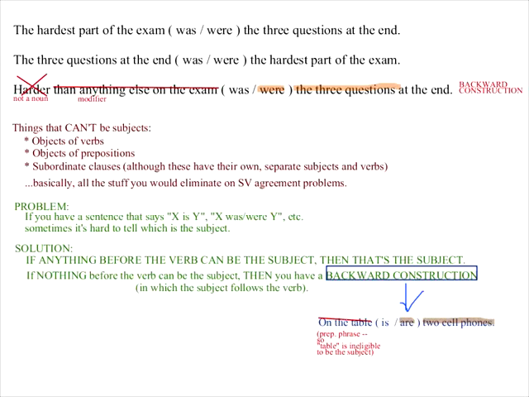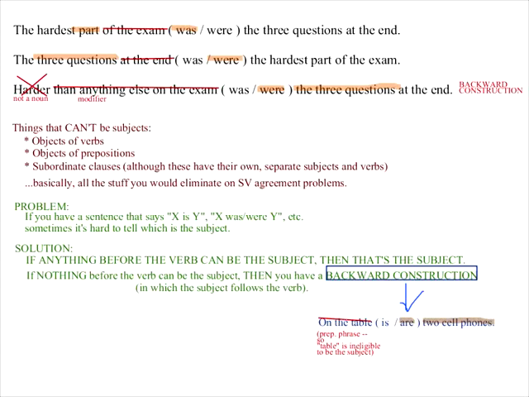On the other hand, in these first two sentences, the hardest part of the exam, so of the exam is ineligible, we can knock that off. And then hardest is just an adjective, and the is just an article. So we're left with part as the subject, was the three questions at the end. And then the three questions at the end is a prepositional phrase. So the three questions as the subject were the hardest part of the exam.